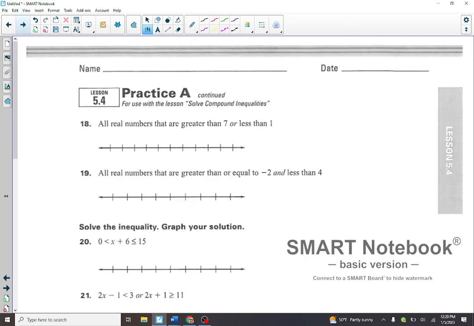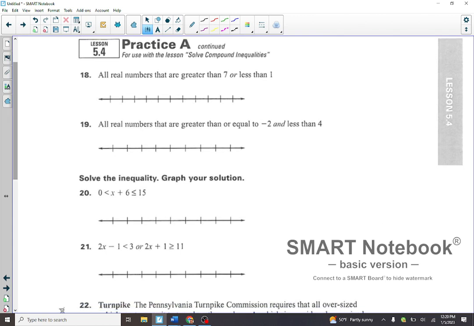On the back of this page, some of them are word statements. All numbers, they say real numbers just to make sure you know what you're talking about. All real numbers that are greater than 7 or less than 1. So all numbers, aka x, that is greater than 7. So x is greater than 7, or, so I write or here, all the real numbers less than 1. So all the real numbers, x is less than 1.